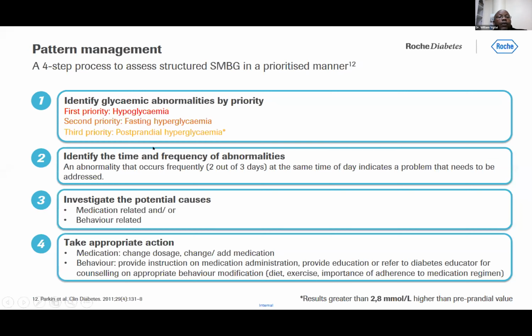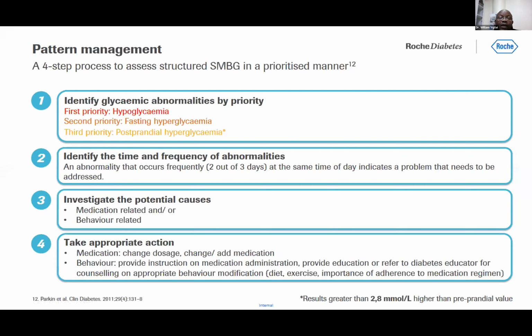Then point number 2 is to identify the time and frequency of abnormalities. An abnormality that occurs frequently, let's say 2 out of 3 days at the same time of the day, indicates a problem that needs to be addressed. This is the advantage of self-monitoring, because you will see a pattern. You will see there was a hypoglycemia on Monday morning, another hypo on Tuesday. Then on Wednesday, the sugar was normal. You worry about the 2 hypoglycemics and they are not due to chance. Now you can tell the patient, let's deal with this hypoglycemia.